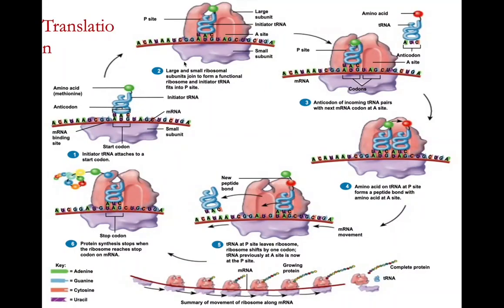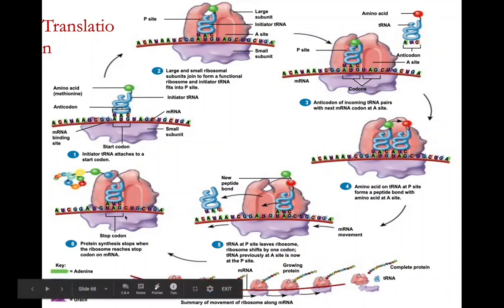So this here is going to show basically you've got your start codon. It's going to read that. It will move on. It's going to bring in the new one. Moves into the P site. You make your polypeptide chain, and then you can repeat the process going through and through.